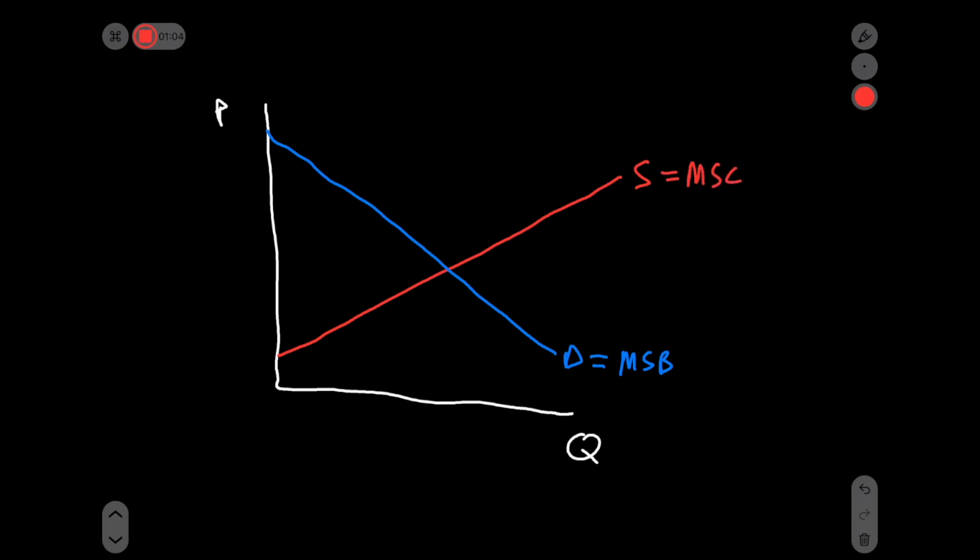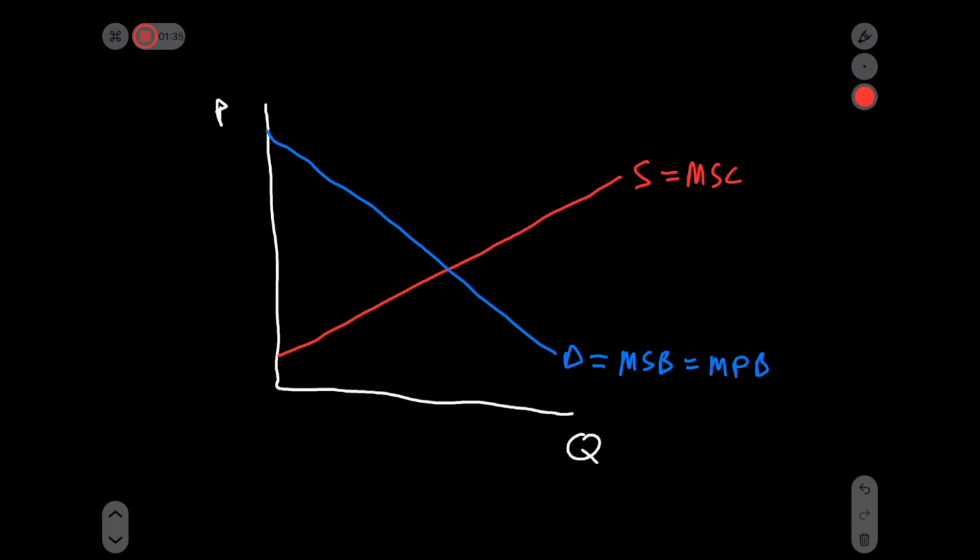cost function. So we have a marginal social benefit curve, marginal social cost curve, and because all of the benefits from the consumption of this good are internalized, in other words, the consumers in our market are the only ones to receive a benefit from this consumption, then we can say that the marginal social benefit is equal to the marginal private benefit.